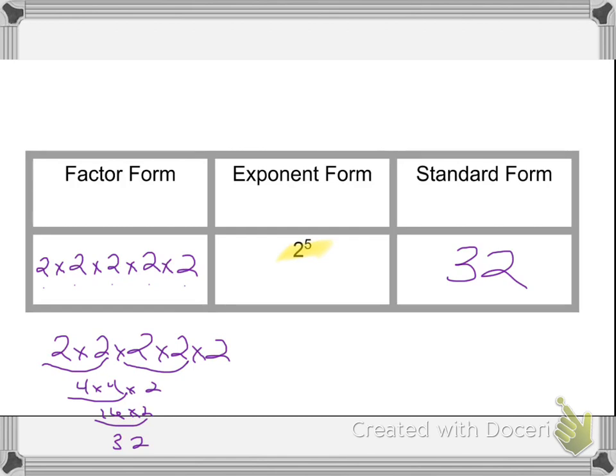So that's all we're doing today, is we're taking exponents. We're going to be presented either factor form and we have to write it as an exponent, or we're going to be given exponent form and we need to translate it into factor form and standard form. Make sure you're reading the directions on your work so that way you know what to do.